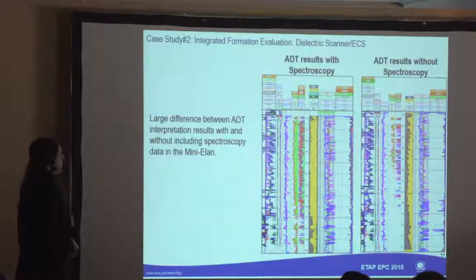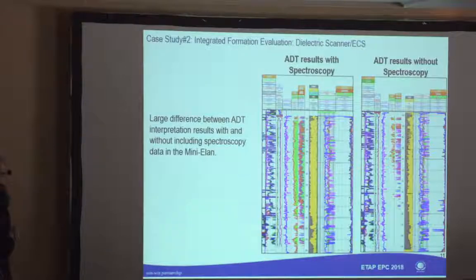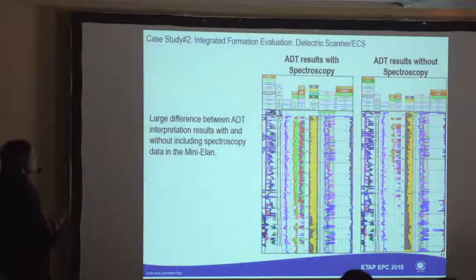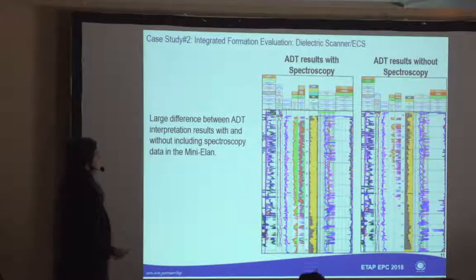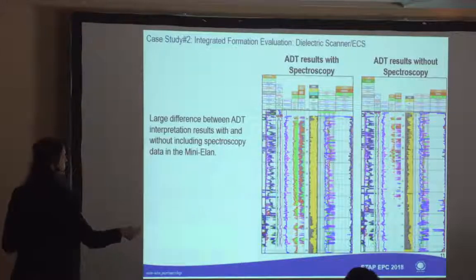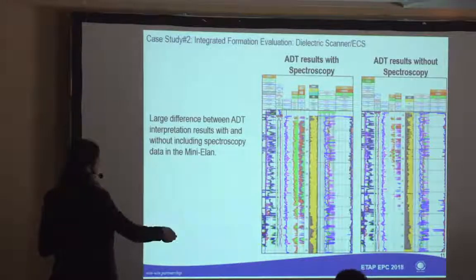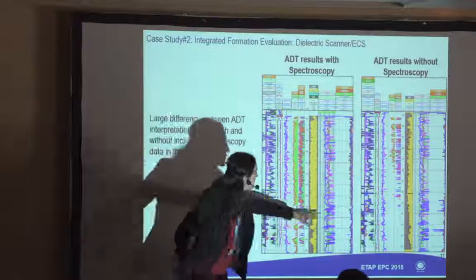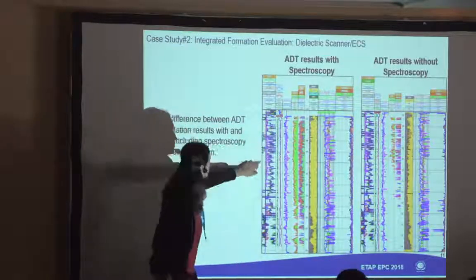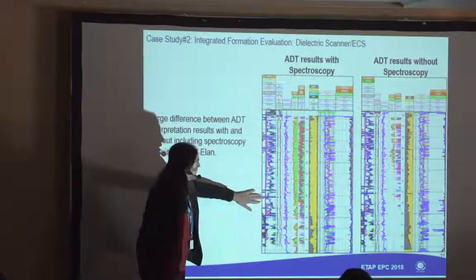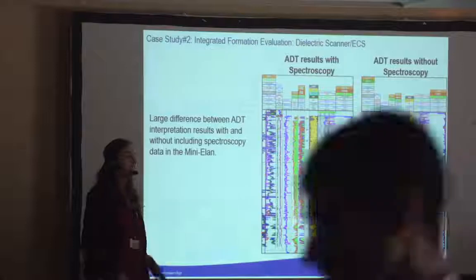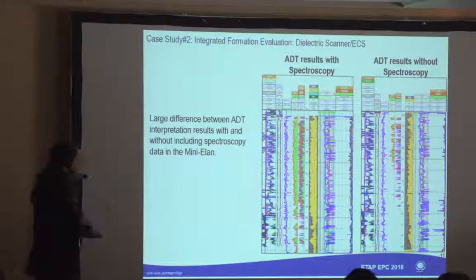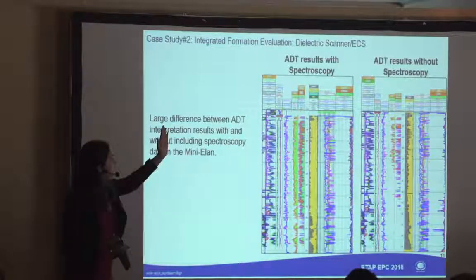The second case study shows the importance of integrating spectroscopy with the dielectric technology. We had a comparison with the evaluation using only gamma ray, which is high in all the interval, as we see here. It is the same well, but two different methodologies. In the first track the gamma ray is high all over the interval, so we can think that it's shaly all over the interval.